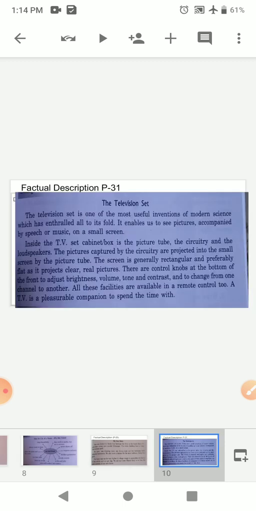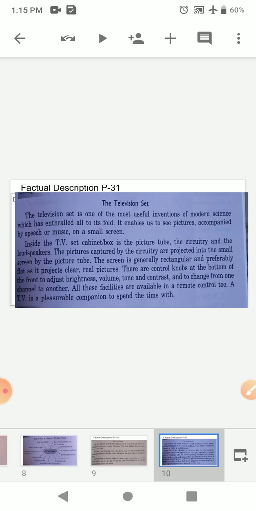Then the other one is the factual description of an object. It's about the television set. The television set is one of the most useful inventions of modern science, which has enthralled all into its fold. It enables us to see pictures accompanied by speech or music on a small screen. Inside the TV set cabinet box is the picture tube, the circuitry, and the loudspeakers. The pictures captured by the circuitry are projected onto the small screen by the picture tube. The screen is generally rectangular and preferably flat as it projects clear, real pictures.